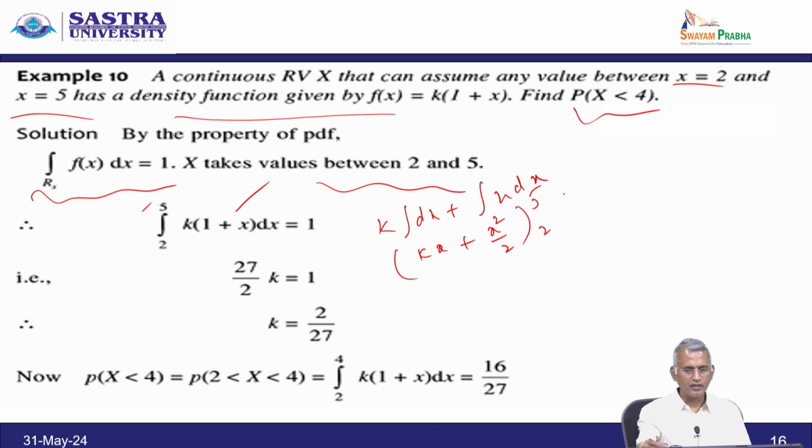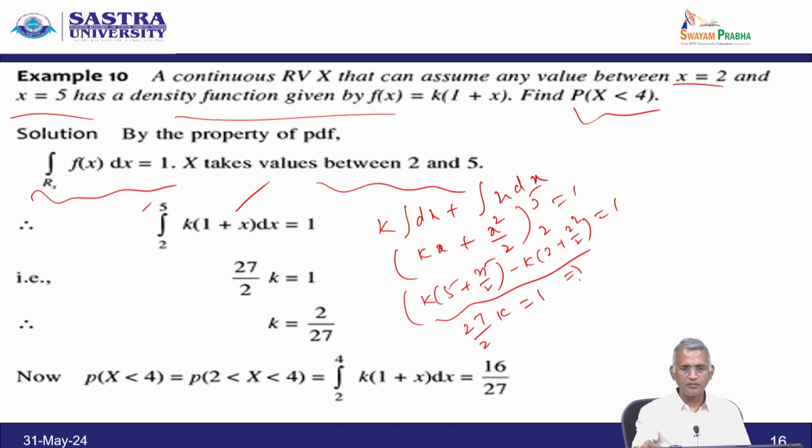So we have this equal to 1: k into (5 plus 25 by 2) minus k into (2 plus 2 square by 2) equals 1. Therefore, the net value is 27 by 2 into k equal to 1. This implies k equal to 2 by 27. So this way we can deduce the value of k.